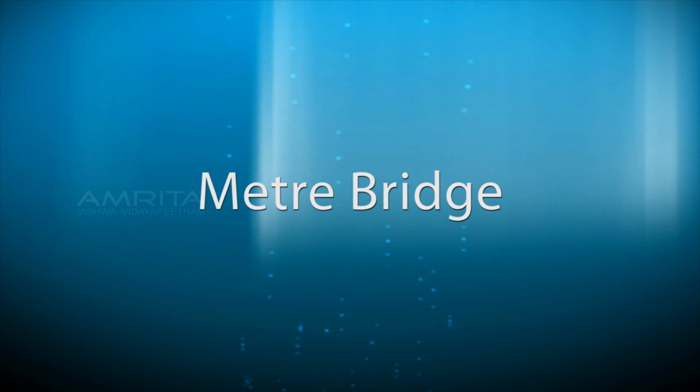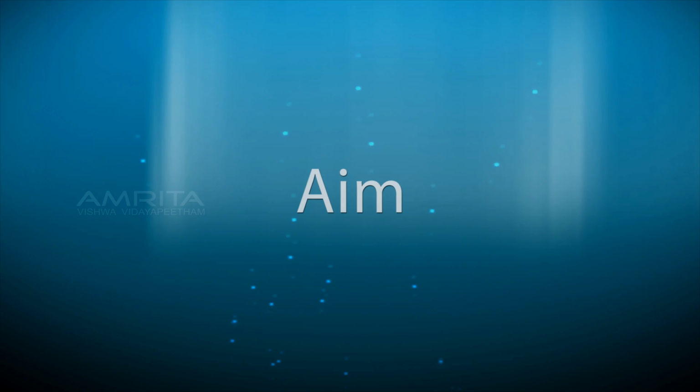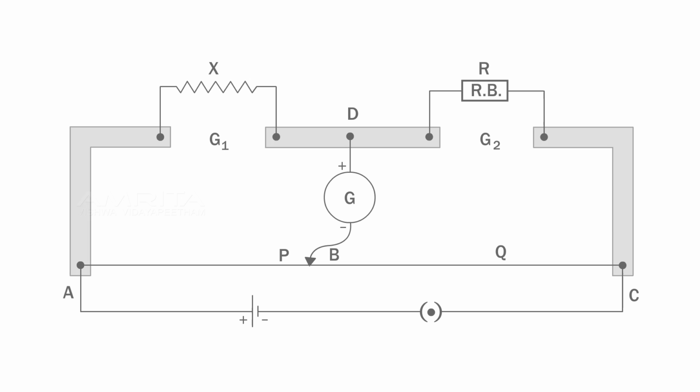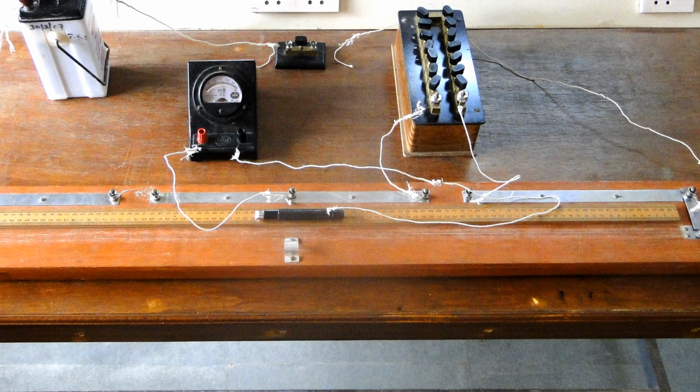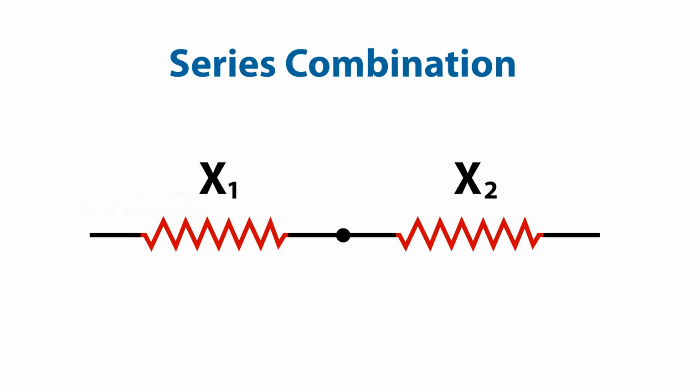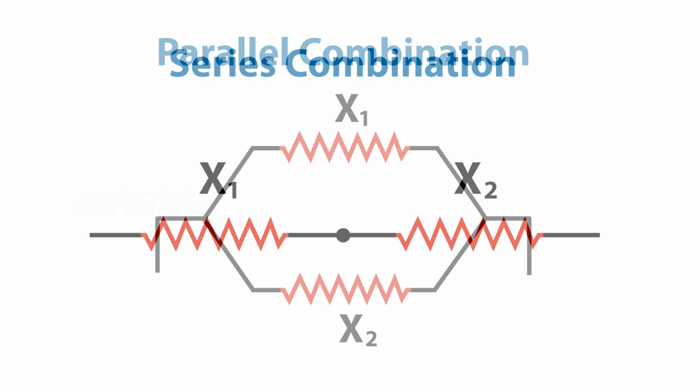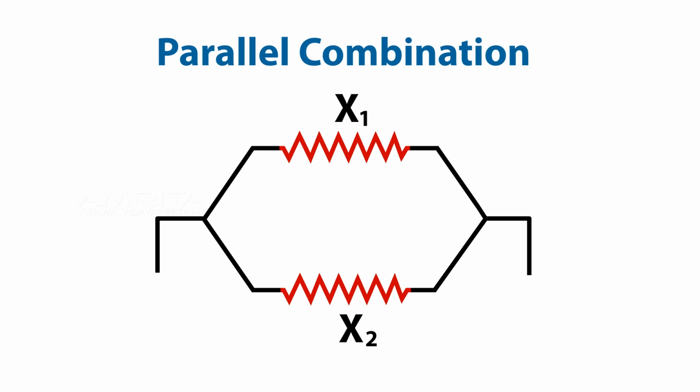Meter bridge. Aim: to find the resistance of the given wire using meter bridge and hence to determine the specific resistance of its material. To verify the laws of combination, both series and parallel, of resistance using meter bridge.